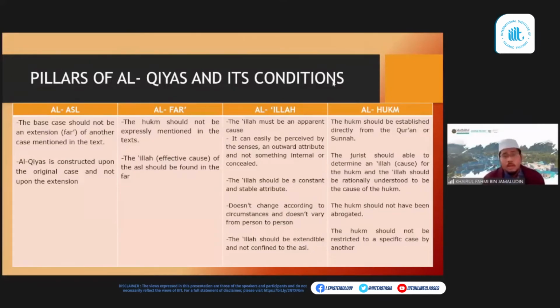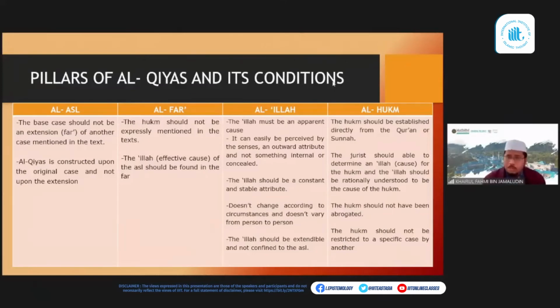Number three, illah, the effective cause itself. The conditions here are five. Firstly, illah must be an apparent cause, clear. And number two, it can easily be perceived by the senses as an outward attribute, and not something concealed or internal. Number three, illah should be a constant and stable attribute.